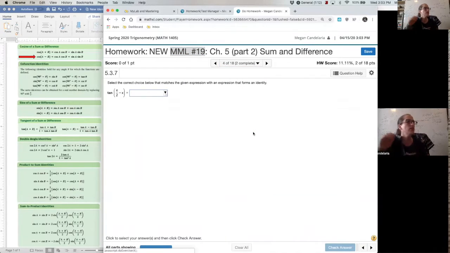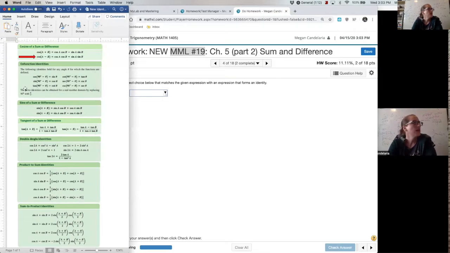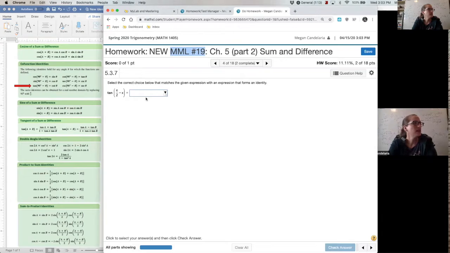Select the correct choice below that matches the given expression with an expression that forms an identity. Remember that pi over 2 is the same thing as 90, and anytime we've got those 90s running around, these are our cofunction identities. This really says tangent of 90 minus x equals what? So we can come down here and find our tangent cofunction identity. This says tangent of 90 minus theta equals cotangent of theta. Remember that 90 and pi over 2 is the same thing. So this is going to be equal to cotangent of x. That's just what our identity says. All right, moving on. We're going to go to 6.